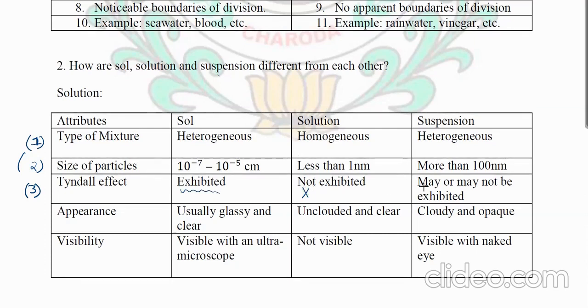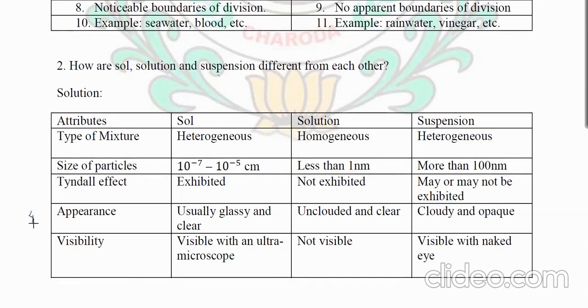And in suspension also, sometimes it may be exhibited and sometimes it may not be, because the suspension contains substances that are more than 100 nanometer. In this condition, sometimes the light ray may pass and sometimes it may not pass through them. When the light ray passes through and is scattered, then maybe we can see the Tyndall effect. But if the light ray is not passing through the given suspension, then we will not observe the Tyndall effect.